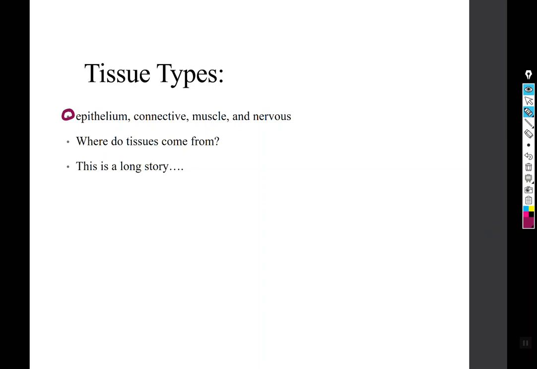And in order to sort of set the stage for the rest of the lecture, I'm going to start like I did in lecture by telling you a story. And that story is where tissues come from, and also the story of how you and I came to be here. So let's start.